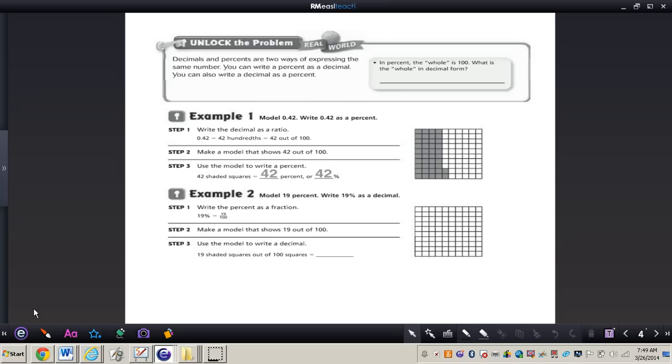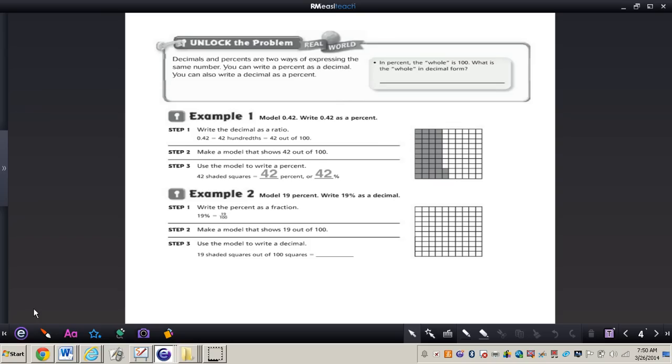Okay, so at the very top it says decimals and percents are two ways of expressing the same number. Now you can write a percent as a decimal, and you can also write a decimal as a percent. Okay, now in percent the whole is 100. So no matter whatever number you're dealing with, the whole always represents 100%. Even if you have 1,000 people, if everybody was wearing the color red, we would say 100% of the people were wearing the color red.